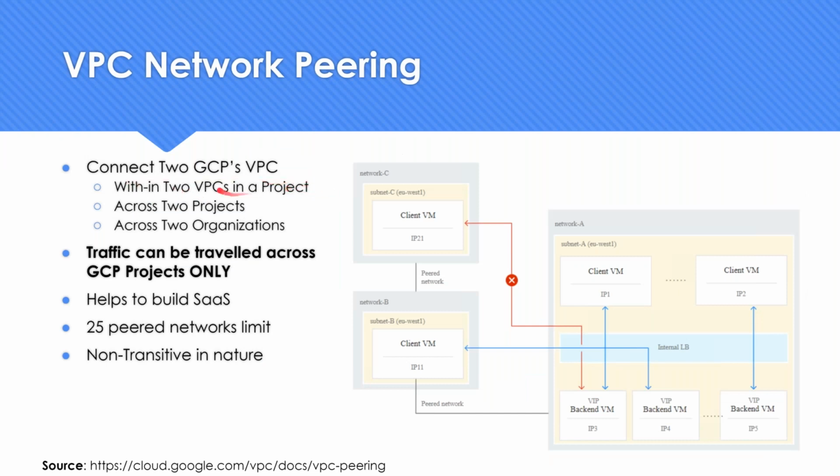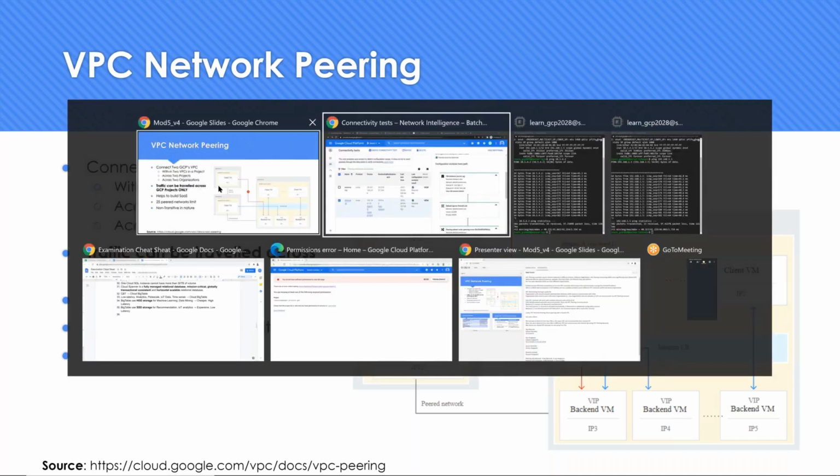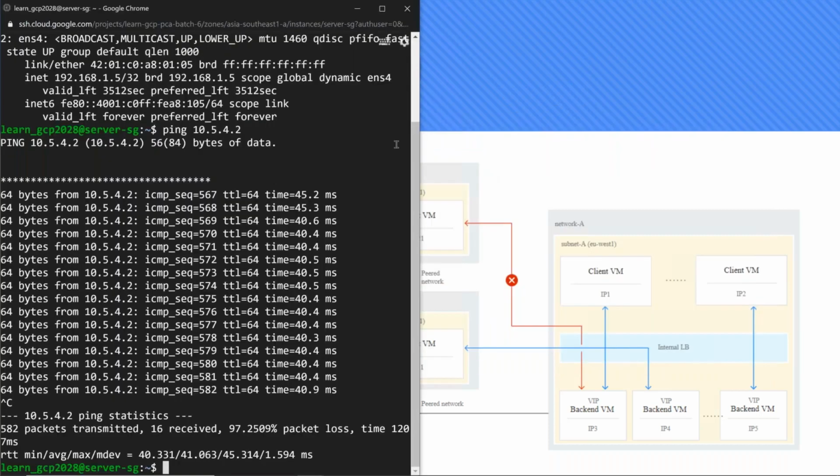the first part which we saw was between two VPCs in the same project. Now, what we will do is we'll do between two projects, and see it. So for that, I am going to just remove this.